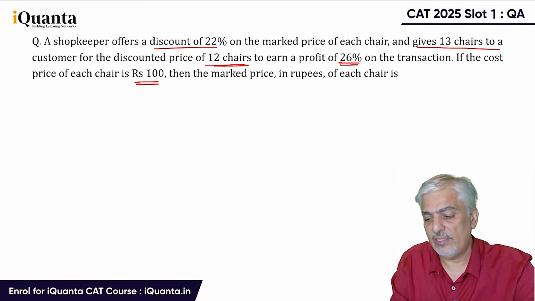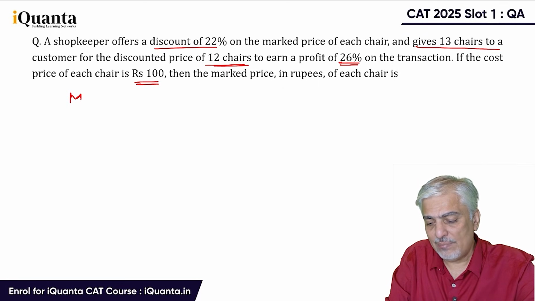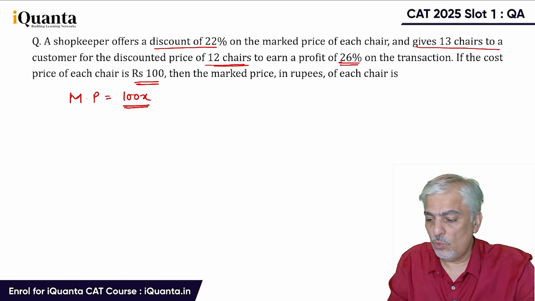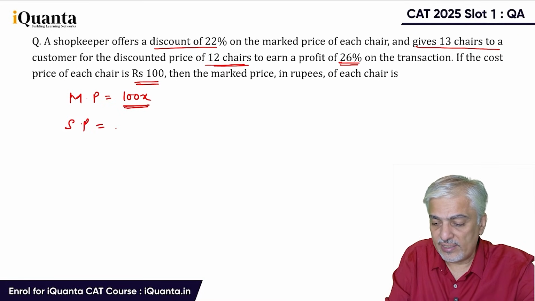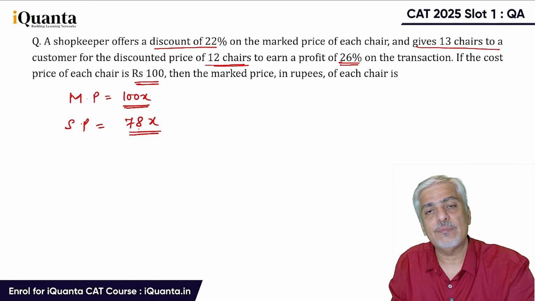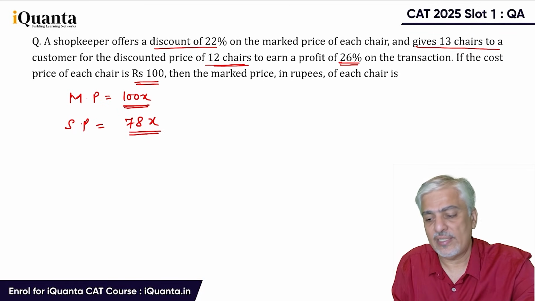Let's pay attention carefully. So if I say, let the mark price be 100x. 100x makes my calculation easier. Cost price I already know. And at the end also I know I have to find 100x. Now, what is the discount he first offers? 22%. So selling price of one chair is actually 78x. 100x minus 22x, 78x is the selling price.